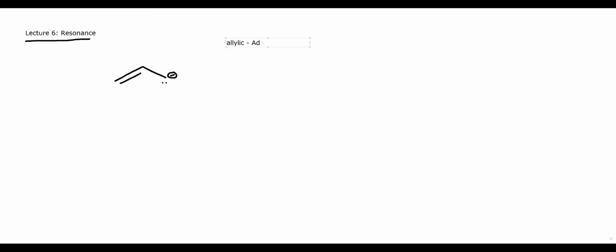And this means adjacent to a double bond. Okay, adjacent to a double bond, allylic. So this would be called an allylic carbanion. It's a carbanion, a negative carbon, adjacent to a double bond.